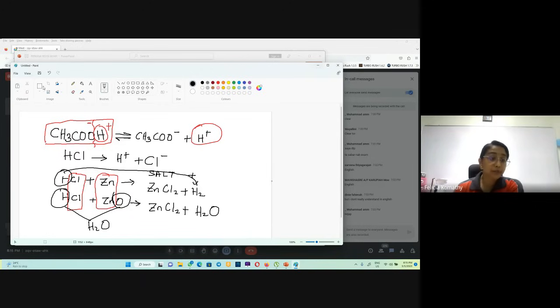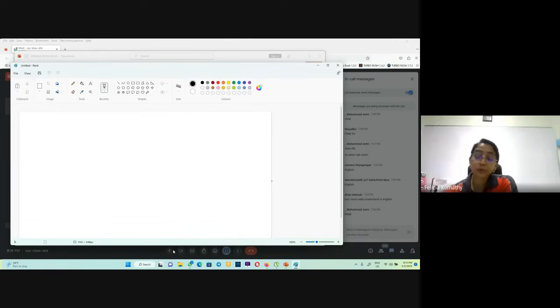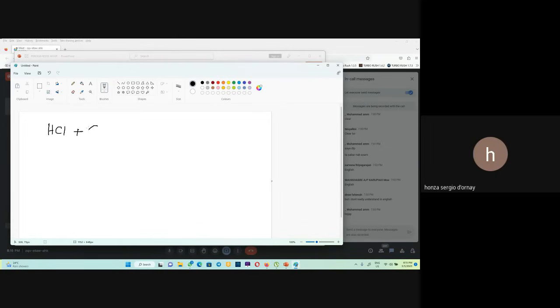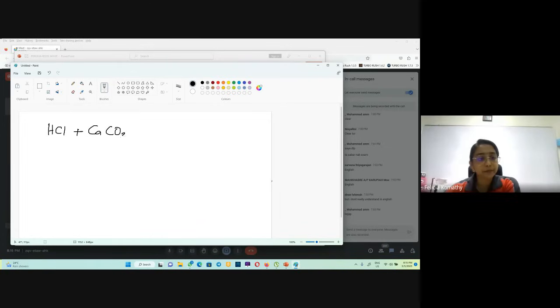Okay, then I show you for carbonate now. Tadi saya tunjuk untuk asid dengan logam dan logam oksida. Macam mana nak bezakan. Okay. Now let's see what you do for hydrochloric acid with calcium carbonate.